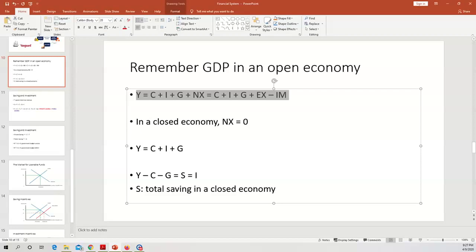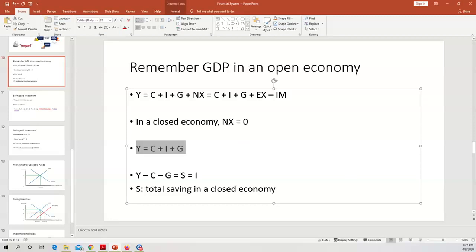So we want to make things simple. We don't care about open economy. We assume we are in a closed economy. So what's a closed economy? We do not have trade. In this case, if we don't trade, we don't have export, we don't have import, right? So 0 minus 0, 0. So in a closed economy, if we don't trade, this NX, net export, is equal to 0. So this equation is reduced to GDP Y equals consumption plus investment plus government spending.